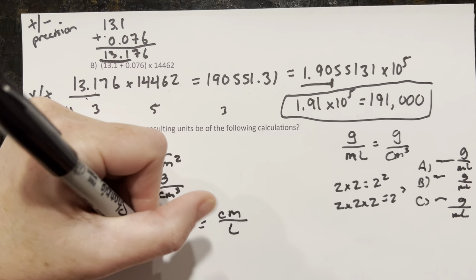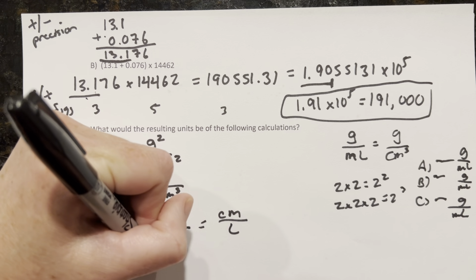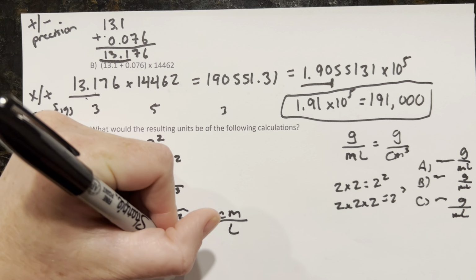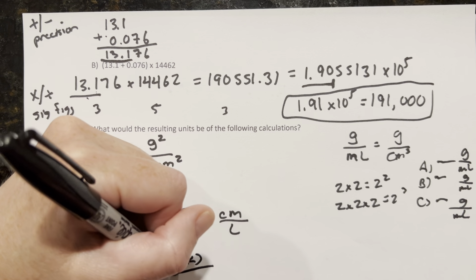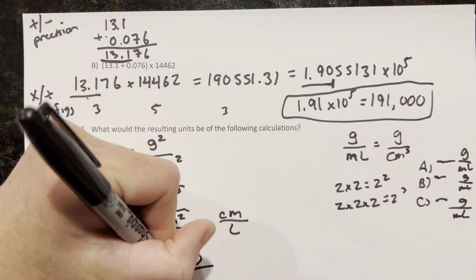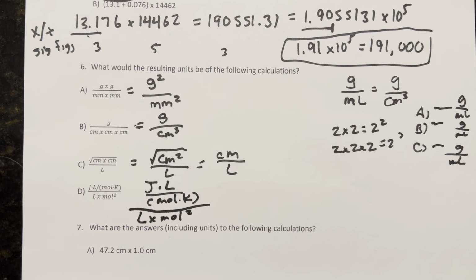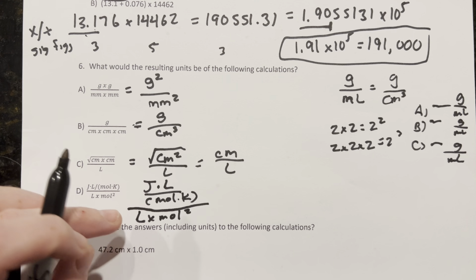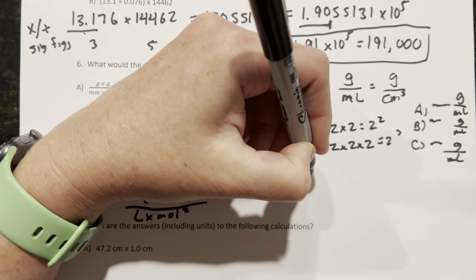So we've got joules times liters divided by mole K, all divided by liters times mole squared. Okay, so if I have something over here and I'm dividing it by something right here, I want to go over it real quick to show you mathematically how you do that.